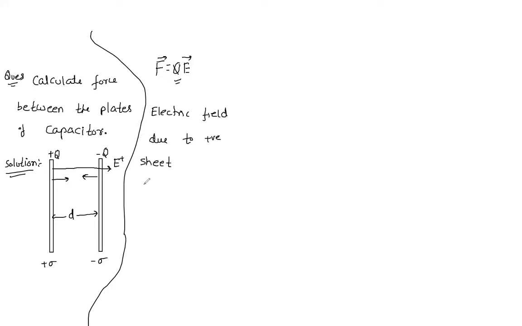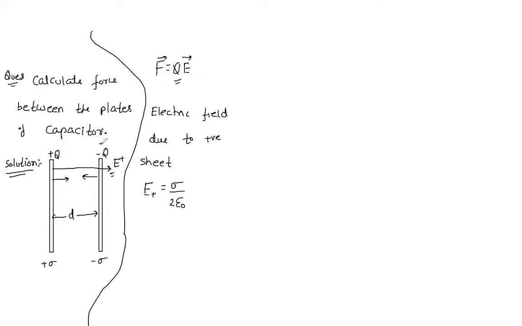What is the value of the electric field due to this positive sheet? I used this many times yesterday. What should be the value of the electric field due to one positive sheet? We have used this expression, right? Sigma by epsilon naught was for two sheets. If you have just a single sheet, then the electric field due to the single sheet is sigma by 2 epsilon naught. And in this electric field, a charge minus Q is placed.